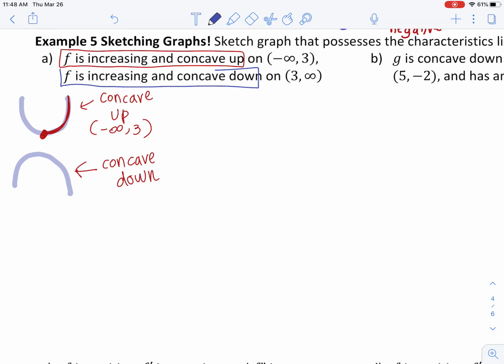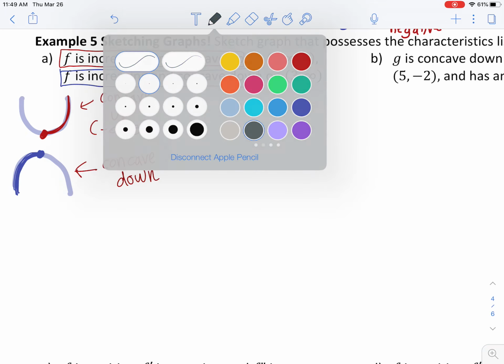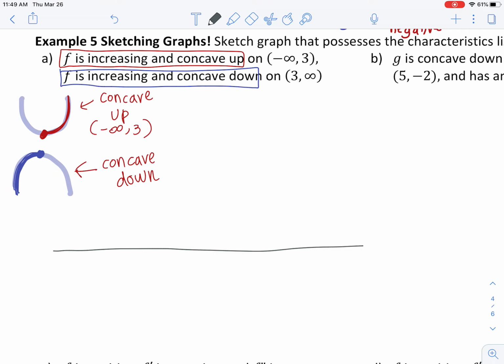And the second part, what they want is increasing but concave down to the right side of 3. So increasing but concave down will be this section. This is the section that's going up from left to right. So what I'm going to do is put this red and blue piece together in a single graph, and that's how we will sketch the graph.